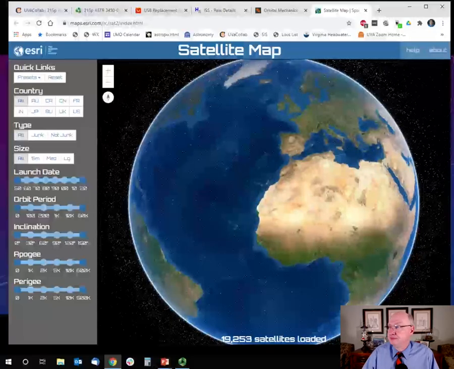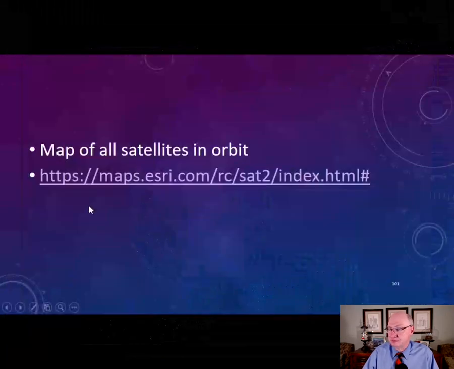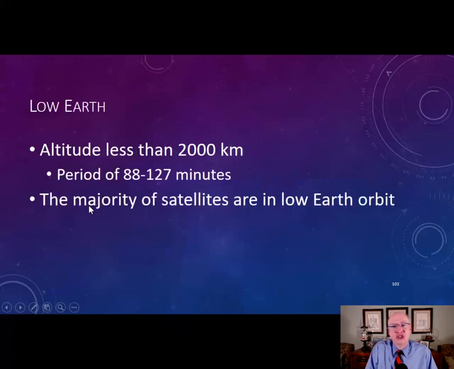Low Earth orbits are typically orbits that have an altitude of less than 2,000 kilometers. And so that means that their orbital periods are anywhere from about 88 to 127 minutes. So from an hour and a half to about 2 hours. And this is where the vast majority of satellites are located in low Earth orbit.